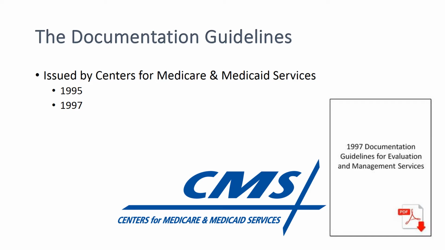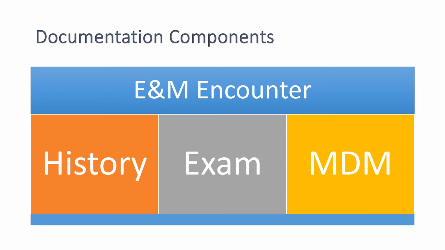The documentation guidelines for these have been issued by the Centers for Medicare and Medicaid Services, first in 1995 and then revised in 1997. They define an E&M encounter to have three key documentation components: the history, exam, and medical decision making.